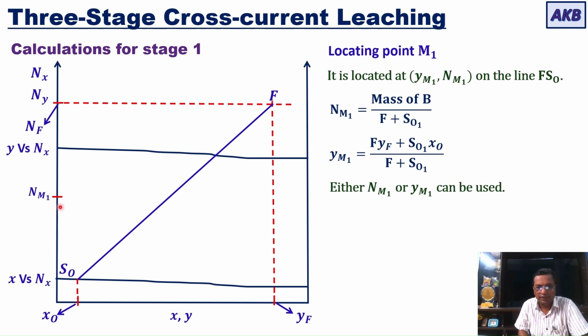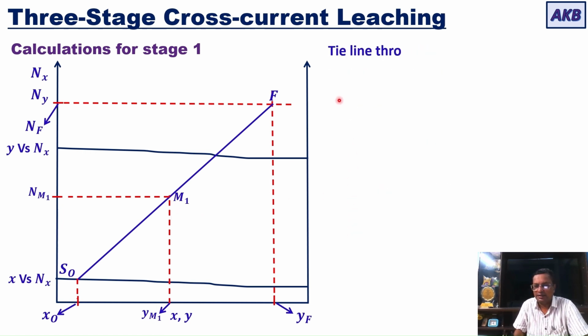Then after locating it, I will go to the line FS0, and where the intersection occurs, that will be my point M1. And if you get the x coordinate of point M1, that will be nothing but YM1. So in this way, point M1 can be located.